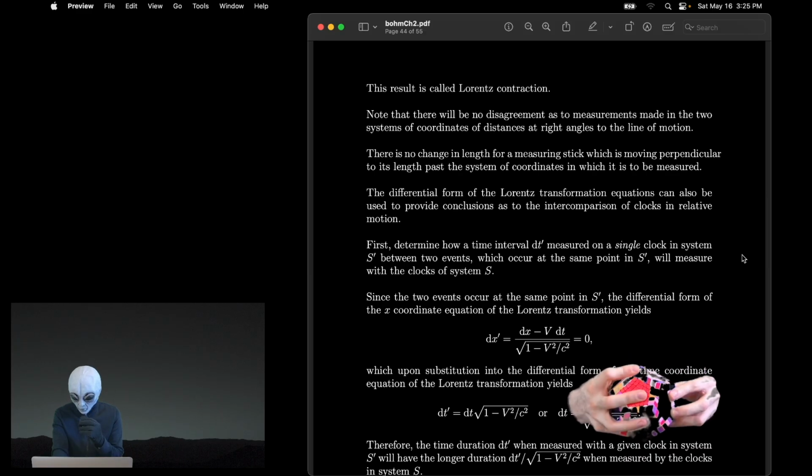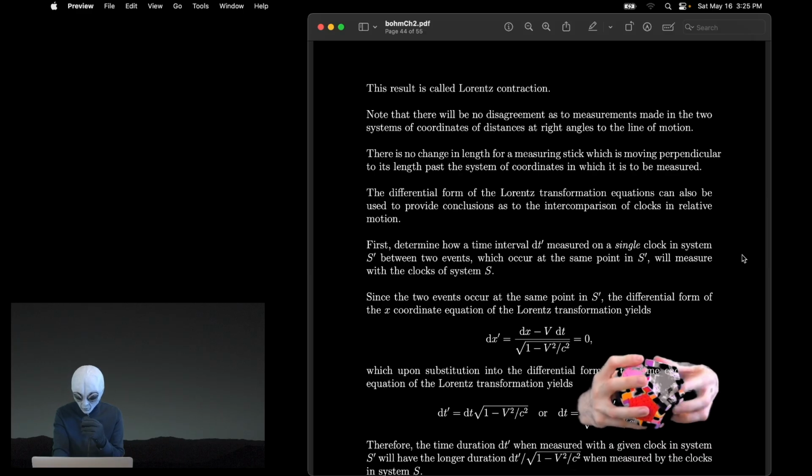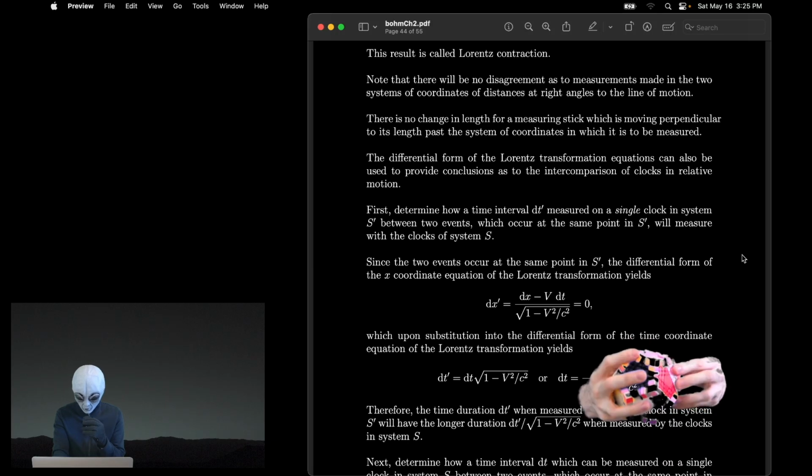Note that there will be no disagreement as to the measurements made in the two systems of coordinates of distances at right angles to the line of motion. There is no change in length for a measuring stick which is moving perpendicular to its length past the system of coordinates in which it is to be measured.